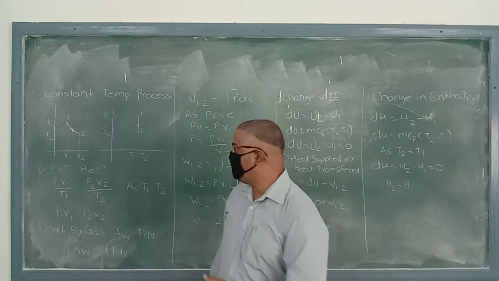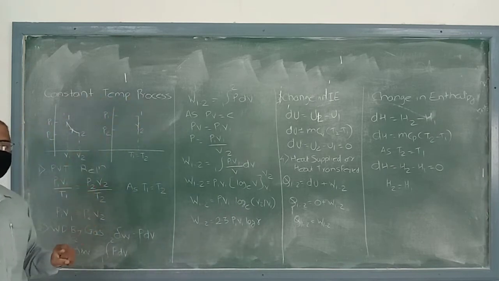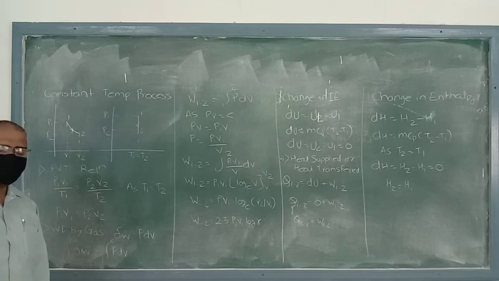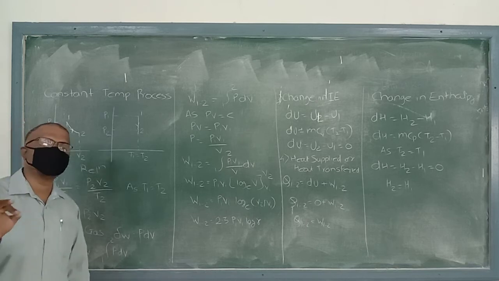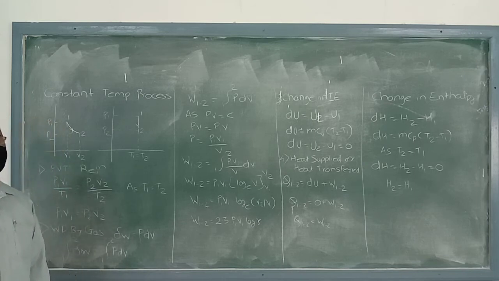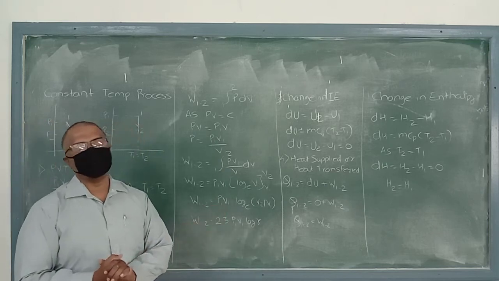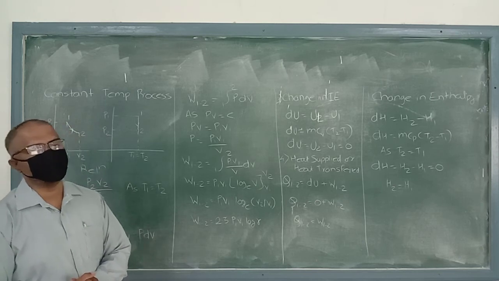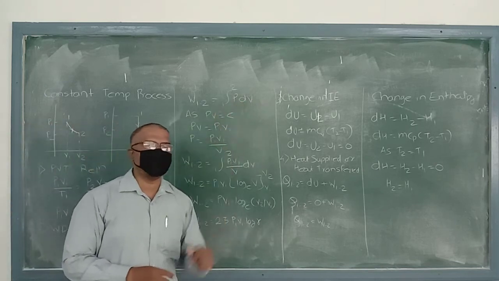Once again, I am repeating, during the constant temperature process, the temperature is constant, and from the PVT relation we found that isothermal processes are governed by Boyle's law, that is P1V1 is equal to P2V2. So at constant temperature, pressure is inversely proportional to volume. Next, the work done is W1-2 is equal to P1V1 log to the base e (V2 upon V1).